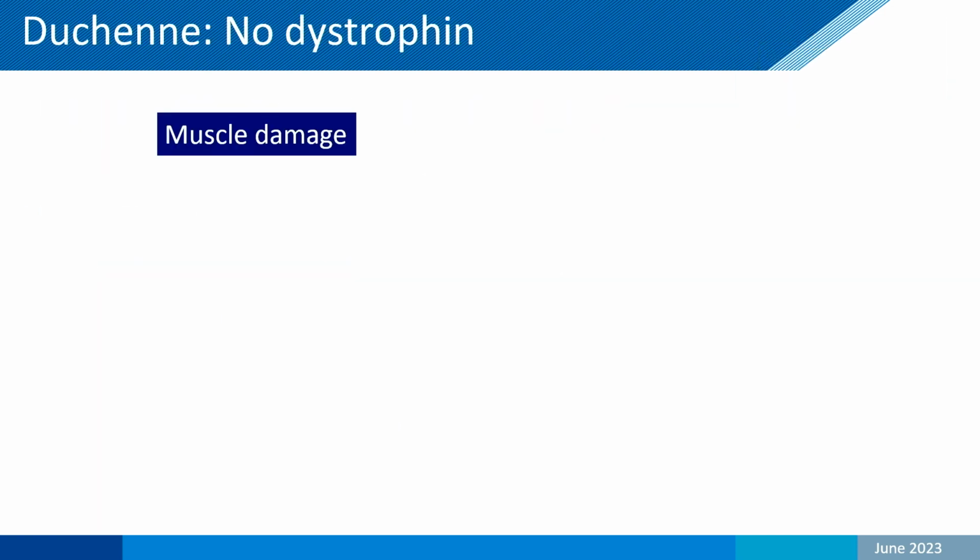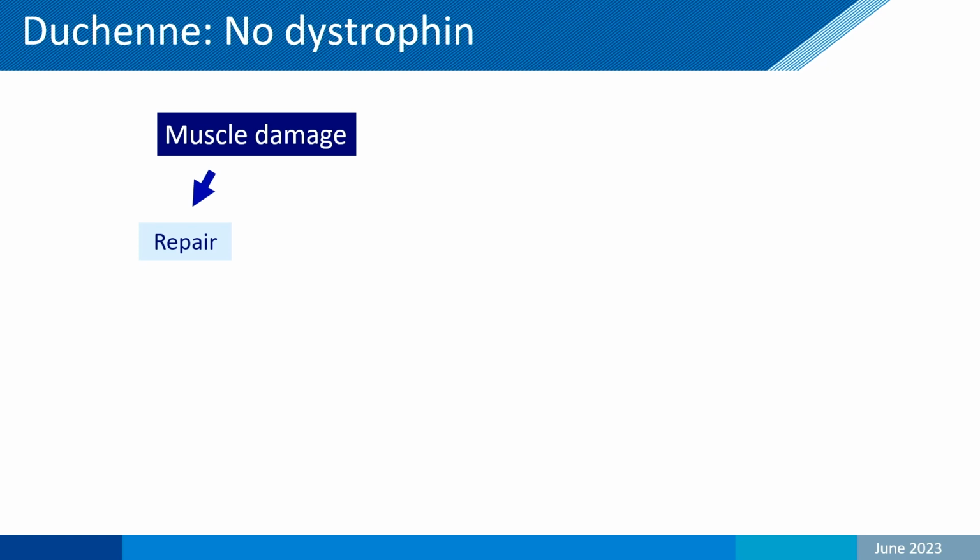So going back to Duchenne, what happens if there is no dystrophin? Patients have continuous muscle damage when they use their muscles for everyday activities. And then you can think, well, then just don't use your muscle because then they won't be damaged. If you don't use your muscle, you lose them as well because we only maintain muscle when we use them. So whatever you do as a patient, your muscles will be damaged.